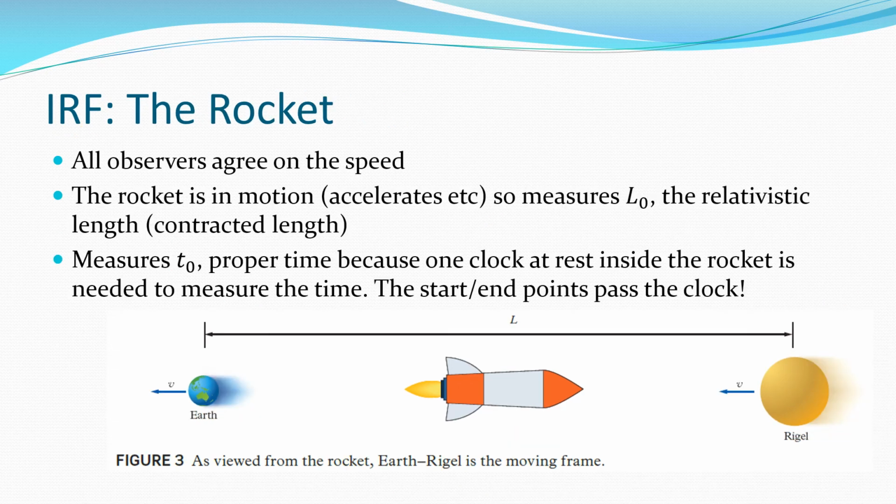But if your inertial reference frame is the rocket, the velocity is the same, the speed hasn't changed, but the rocket is in motion, is accelerating away from Earth to reach that velocity. So we start to measure the relativistic length because you must accelerate up to that speed. You're measuring proper time because it's like you have 1 clock sitting here on the rocket and it's almost like Earth passes away from you and Rigel comes up to meet that clock, so hence you need 1 clock. That's why it's proper time.